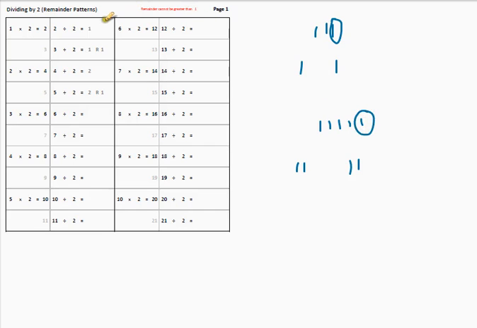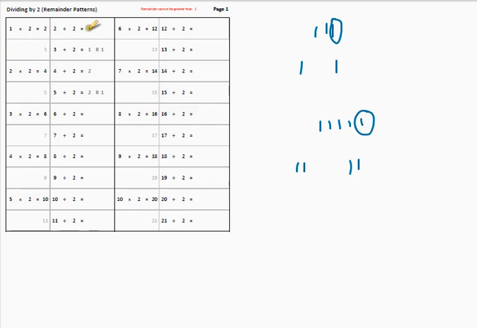Now you can see that my remainder will never be greater than 1. My remainder can only be 1 when I divide by 2, okay? So if I would divide by 4, my remainder can only be less than 4. If I divide by 5, my remainder can only be less than 5, and so on.